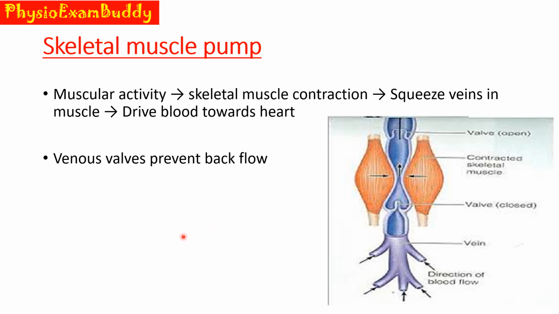We will see the first factor, that is skeletal muscle pump, which affects the venous return. During muscular activity, what happens is that our skeletal muscles will contract, and in between our skeletal muscles, we have the veins. So, due to this contraction of the skeletal muscles, there occurs squeezing of the veins in the muscle, which will drive the blood towards the heart. The backflow of the blood is prevented with the help of the venous valves.